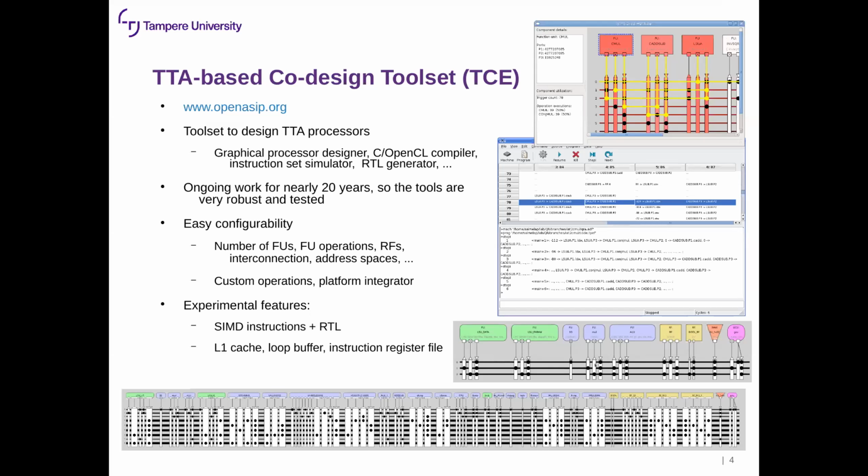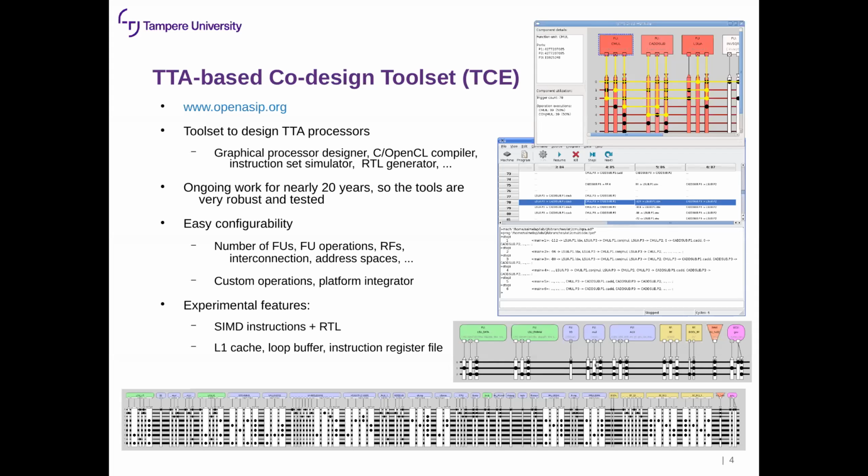And we have a graphical processor designer, compiler for C or OpenCL programs, cycle-accurate instruction set simulator, RTL generator, and basically an image generator. So you can basically take a program, design a processor, and you get the output RTL files that you can put on your FPGA or ASIC.